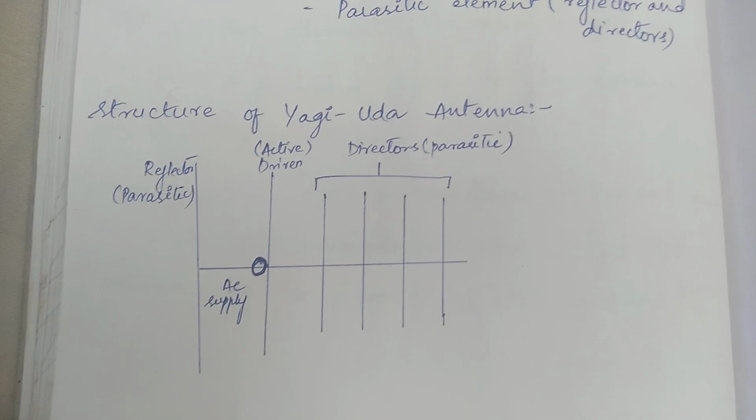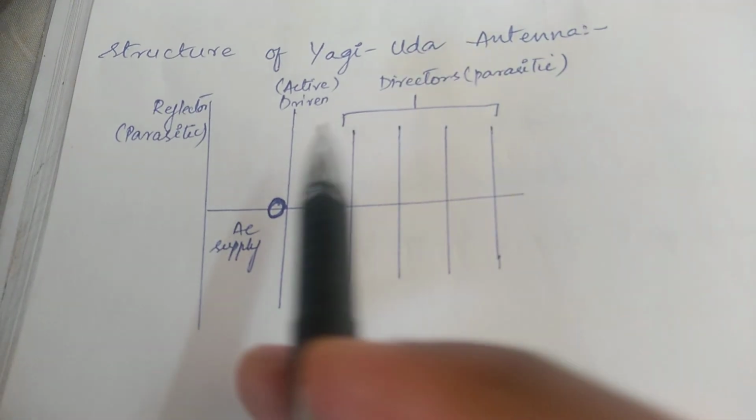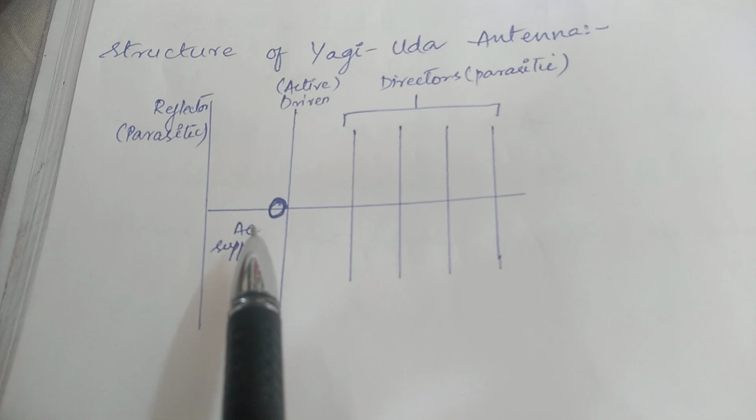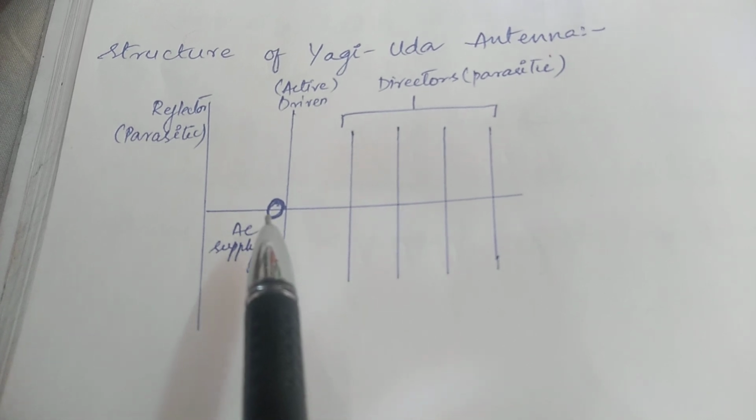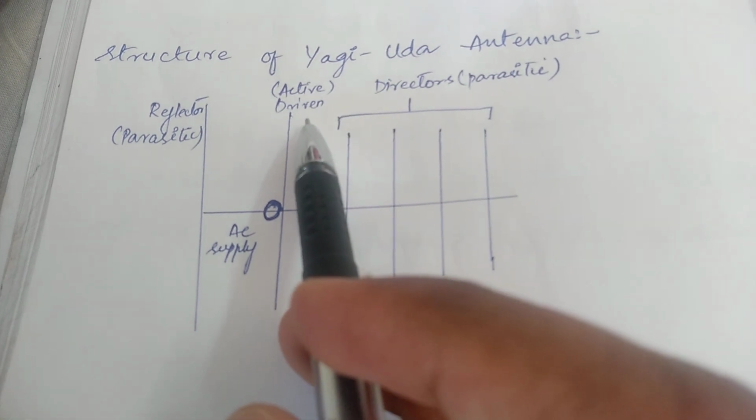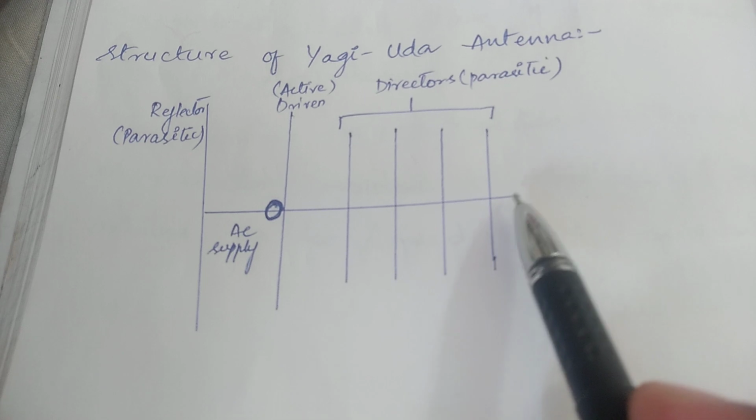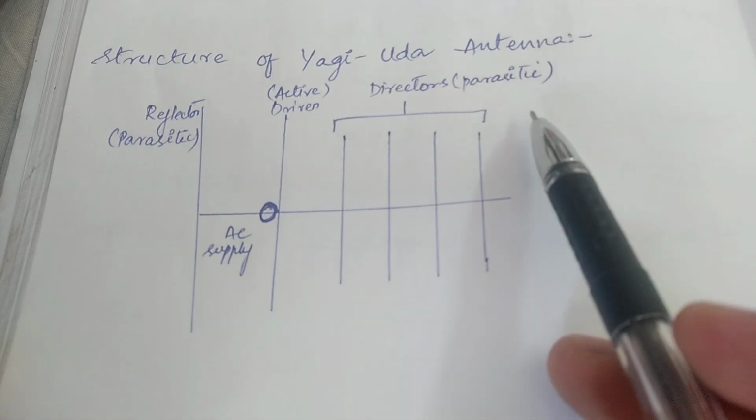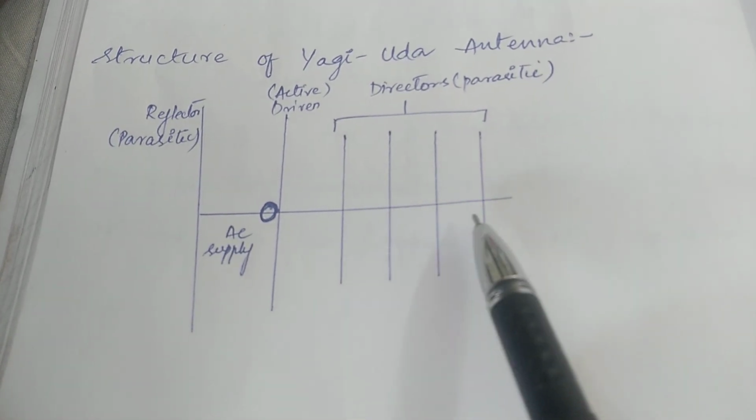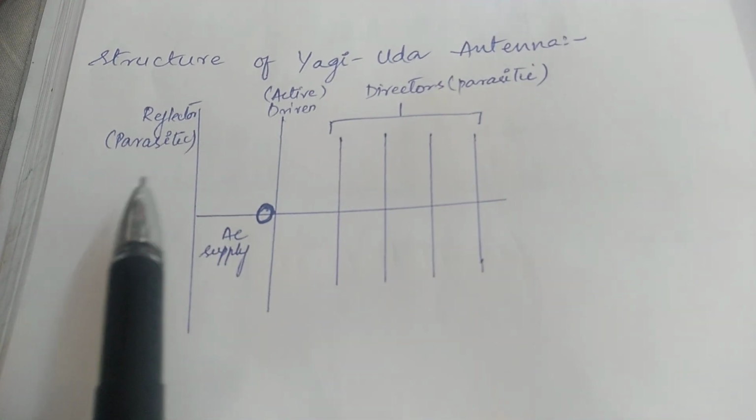Let us see the structure of Yagi-Uda antenna. It consists of a driven element which is connected to AC power supply. The element which is connected to AC power supply are known as active element, and these are the directors D1, D2, D3 and D4. Directors are parasitic elements because there is no AC power supply connected to them. And this is the reflector. Reflector is also parasitic element.